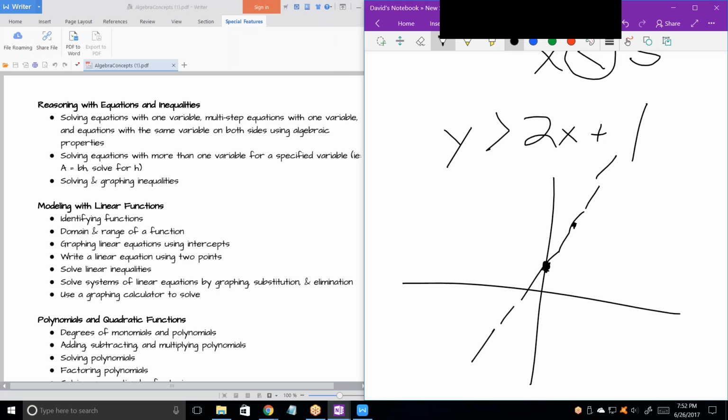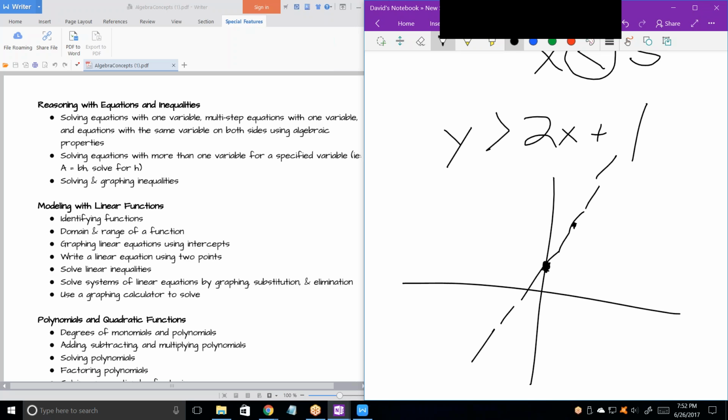Now, the last thing to do is shade the correct side of this thing, because it doesn't say y equals 2x plus 1. It says y is greater than 2x plus 1. So which side of that line do I shade? So left side. Never say left or right. Always say top or bottom. Top. Correct.